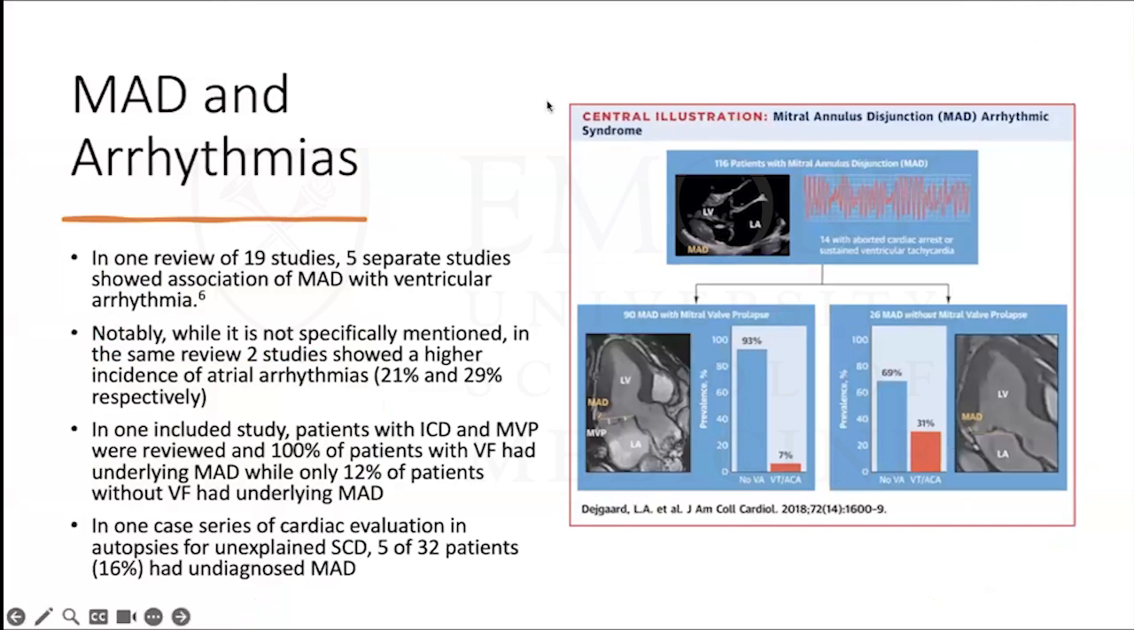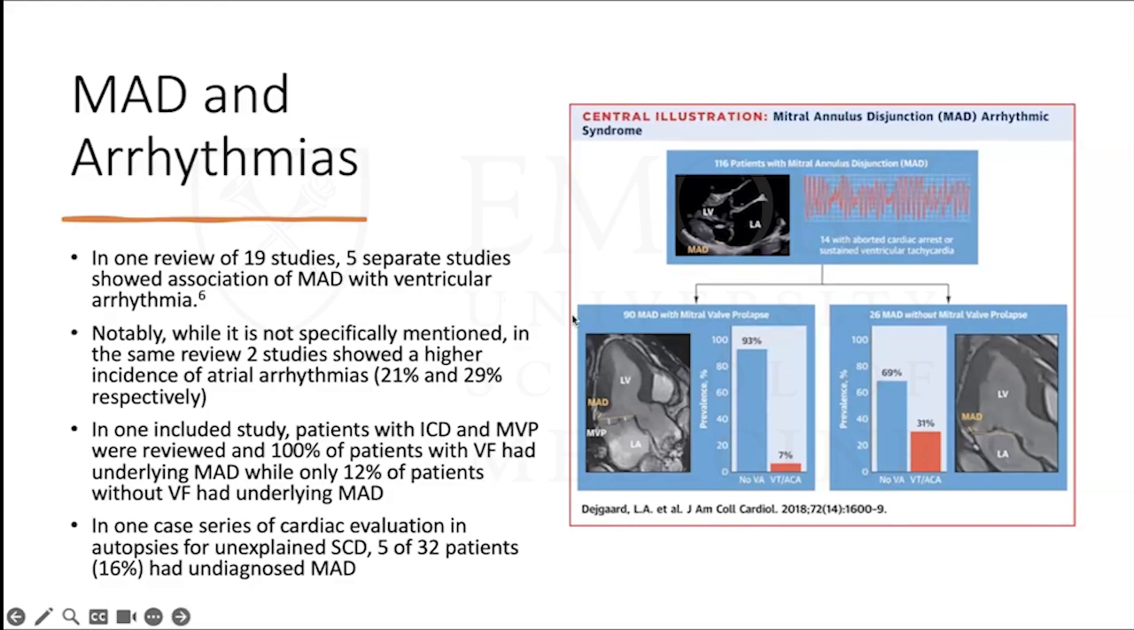This was a central paper, the Disjunction et al. paper, back in 2018 in JACC. Notably, this isn't a paper from the 1980s. It's a relatively recent paper trying to pull out whether or not these patients are at high risk for ventricular arrhythmias. After this paper, there was a review of 19 separate observational studies, with 5 of the 19 specifically showing an association of MAD with ventricular arrhythmias.